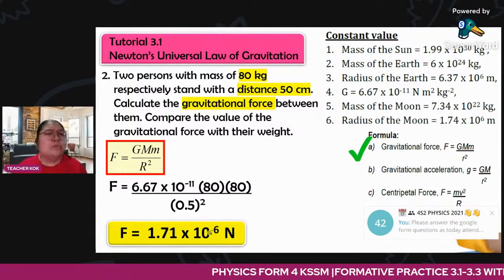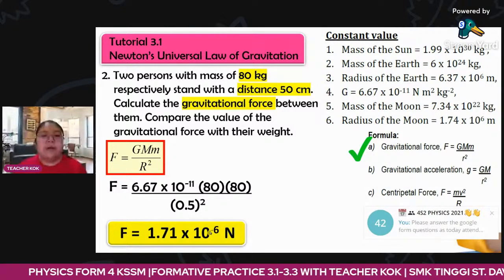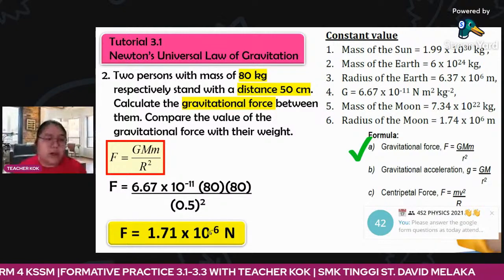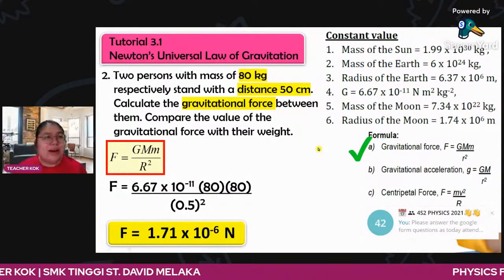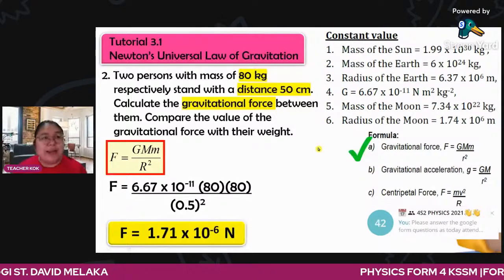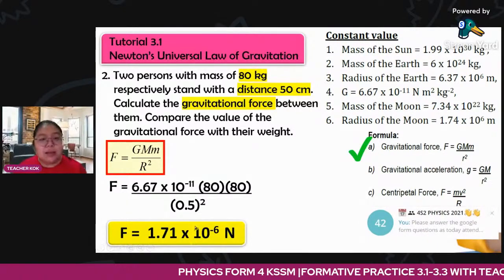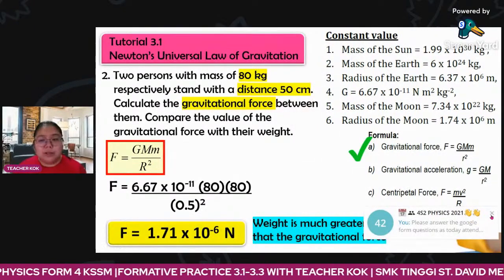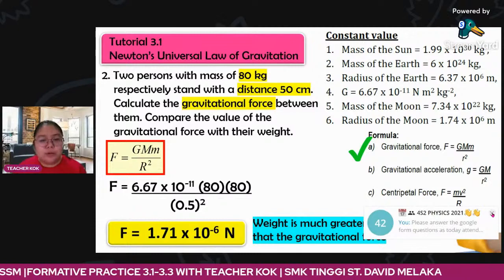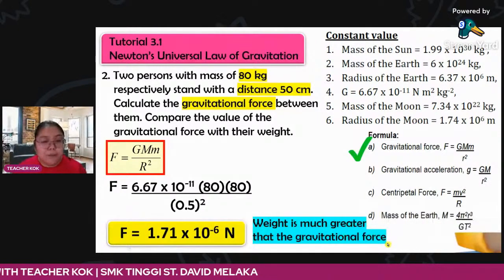So from here they ask you to compare the value of the gravitational force with their weight. You see 80 kilograms. If you want to find the weight, you multiply by 9.81, right? So you multiply 9.81, it is already around 800. This one only has how much force? So that means we find the gravitational force is smaller than the weight. The weight is much larger compared to the gravitational force. So this one is a comparison.